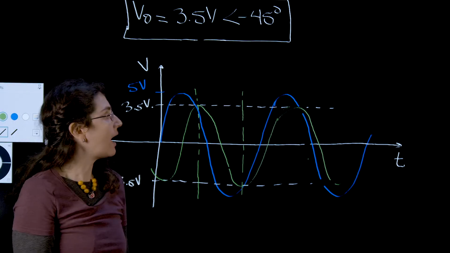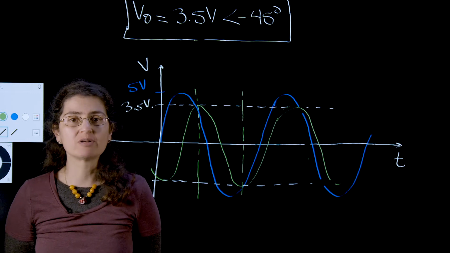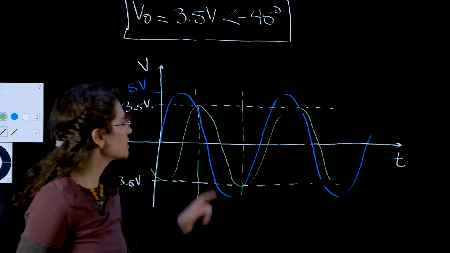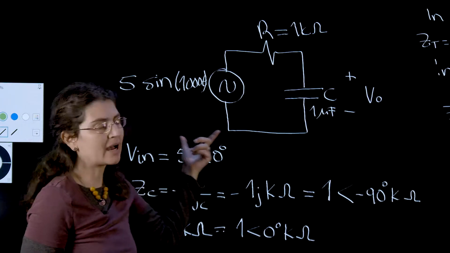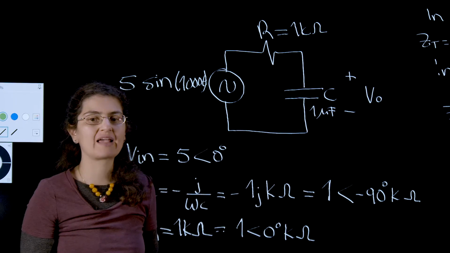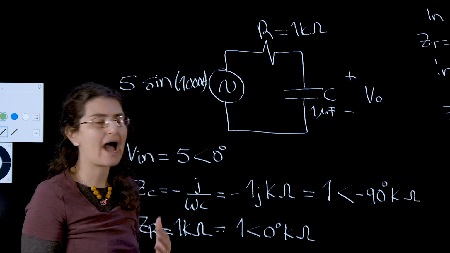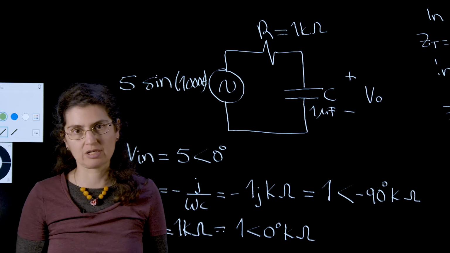In the next video, we will talk about what we call the frequency response of this circuit, which is basically what happens when my input signal has many frequencies, or, for instance, a frequency sweep. How the circuit would react, and how the amplitudes and phases would look.